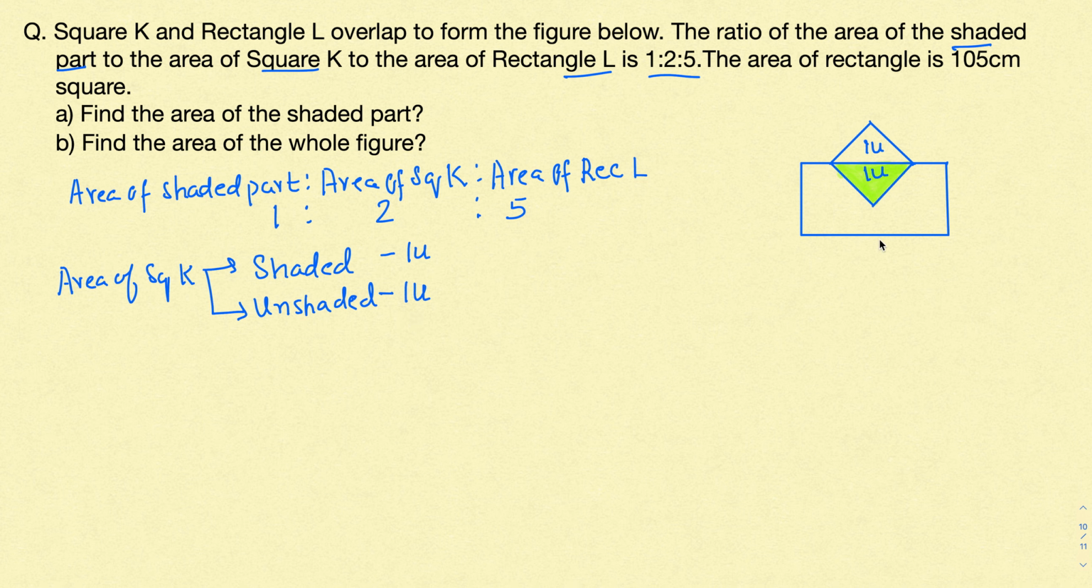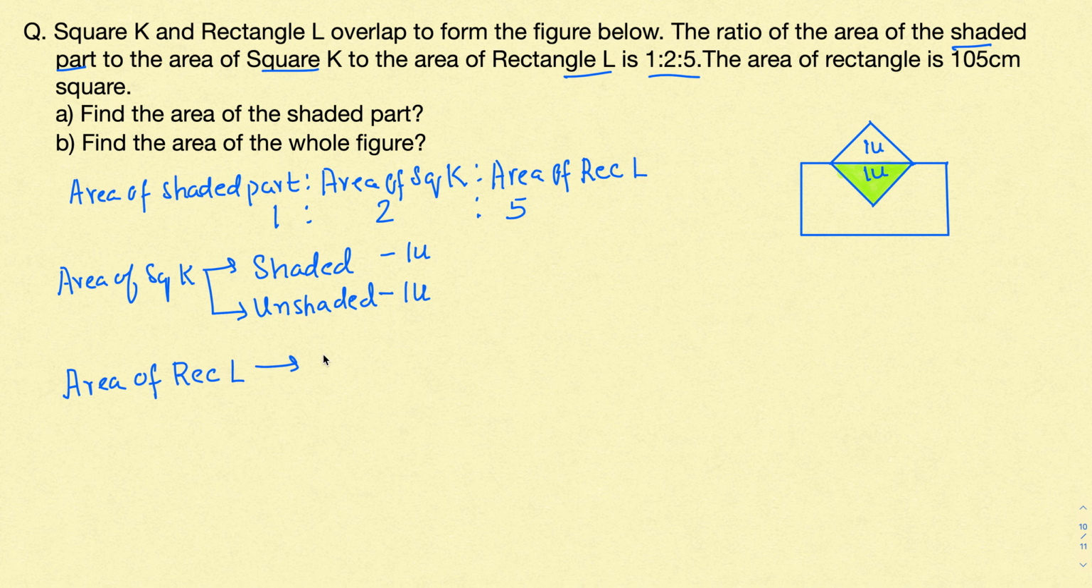Now how about the area of the rectangle? The full area of the rectangle given here is 5 units. The full rectangle is 5 units. In that 5 units, the overlapping part, the shaded part, is 1 unit. So what do you think, how much will be the unshaded part? Think about it. Meanwhile I'm writing, the same way as I've written for the square, we should split it for the rectangle as well.